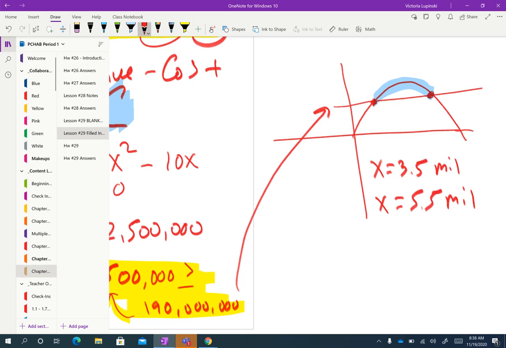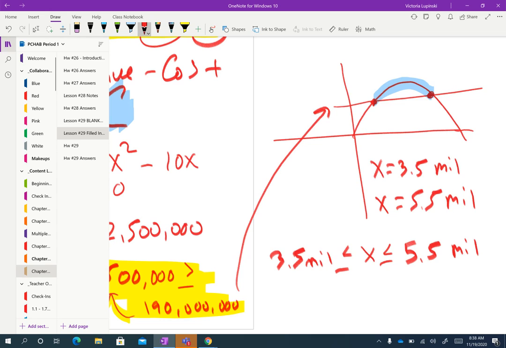So we would say that x has to be less than or equal to 5.5 million, and it has to be greater than or equal to 3.5 million. And you can write out the zeros if you prefer. I'm just going to abbreviate.